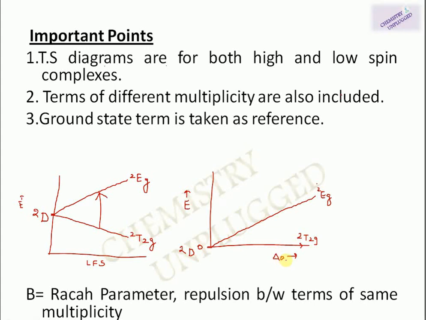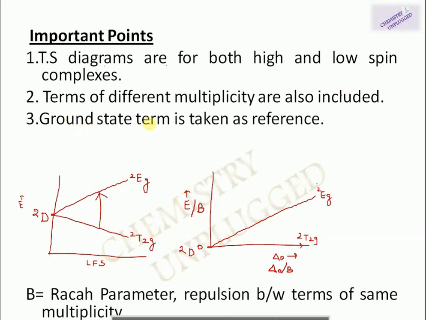Then on x-axis we take ligand field strength in terms of delta naught for octahedral complexes. So we will not represent it by simply delta naught. We will take a new term, delta naught upon B. Similarly, on y-axis we are not taking E, we are taking E upon B, where B is Racah parameter, which is a measure of repulsion between terms of same multiplicity.